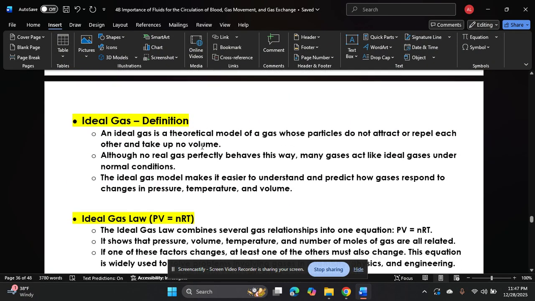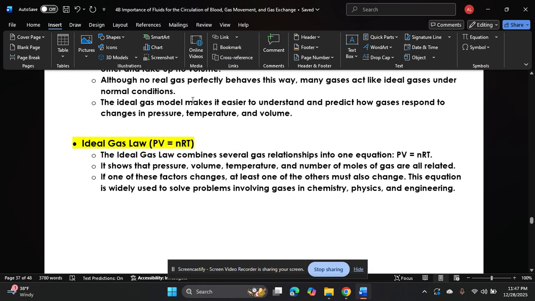What is an ideal gas? An ideal gas is a theoretical model of a gas whose particles do not attract or repel each other and take up no volume, right? So although no real gas perfectly behaves this way, many gases act like ideal gases under normal conditions. The ideal gas model makes it easier to understand and predict how gases respond to changes in pressure, temp, and volume.